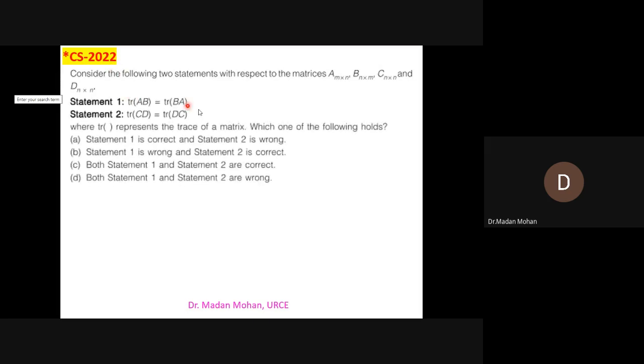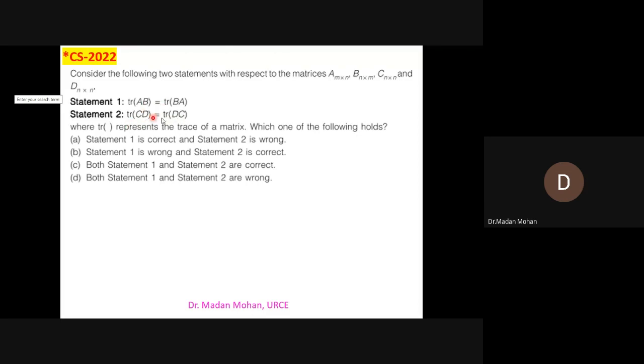For CSE 2002 question. Consider the following two statements with respect to the matrices A m cross n, B n cross m, C n cross n, and D n cross n. Statement: TR of AB equals TR of BA. TR of CD equals TR of DC.